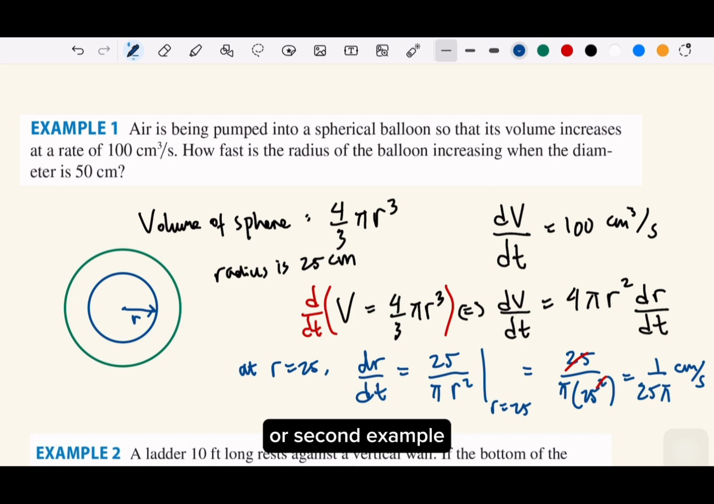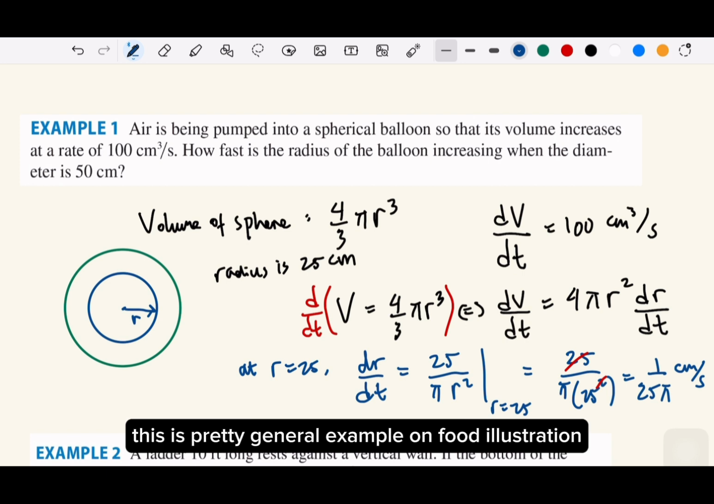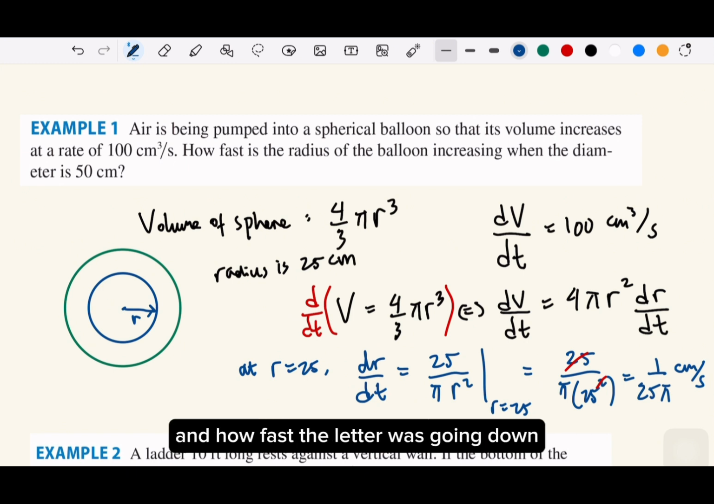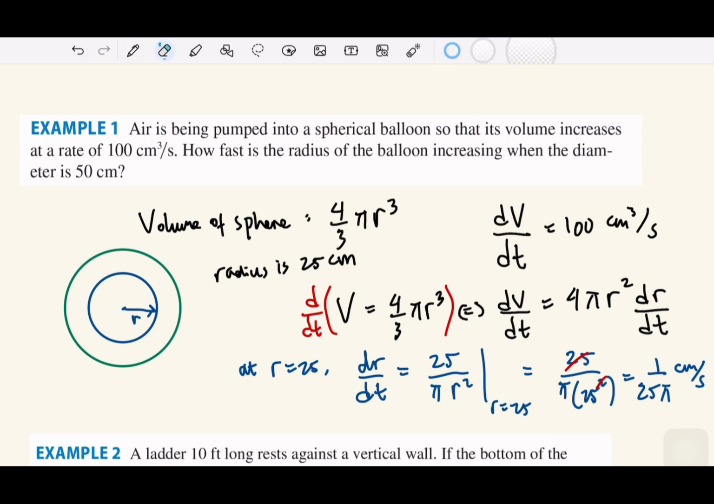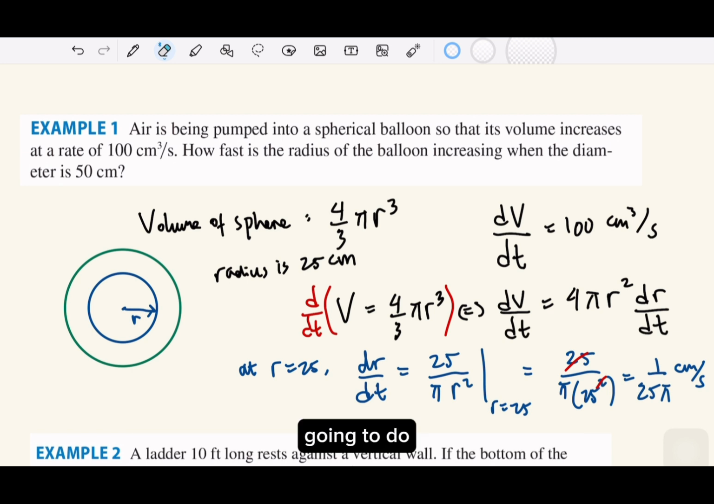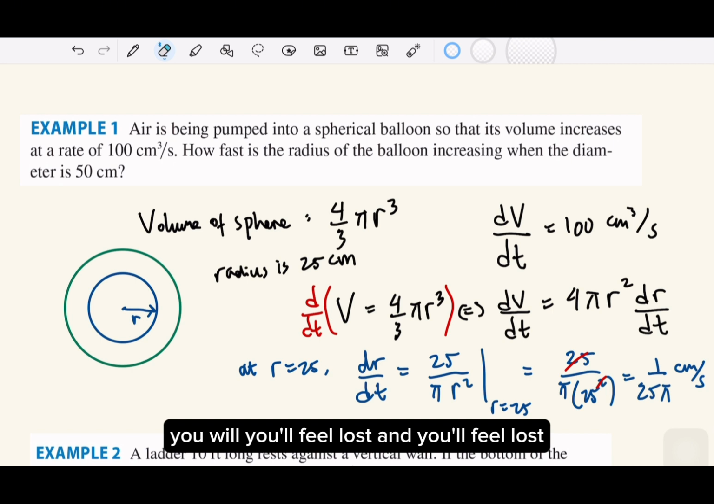The second example is about the ladder. This is a pretty general example on trigonometry. So you have a ladder, like you put it against the wall, and somehow it's quite slippery. The ladder is going down, and how fast will the ladder go down? And if you put the ladder here, you will get a triangle, right? So you can also have something like that. If you don't understand what you are going to do, you will feel lost.